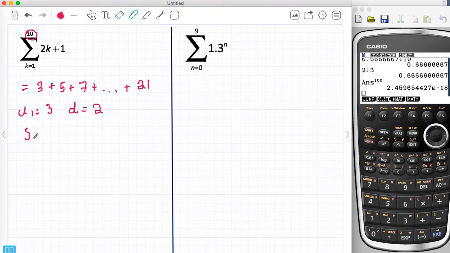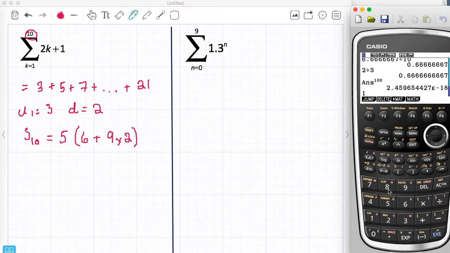So I'm going to put the sum of 10 terms, and the sum formula from before was n divided by 2, so it's going to give me 5, times 2 u1, 6, plus n minus 1, 9, times d. So this is going to give me 18 plus 6, and I'm going to use my calculator here, 18 plus 6, and then times that whole lot by 5 to get 120.